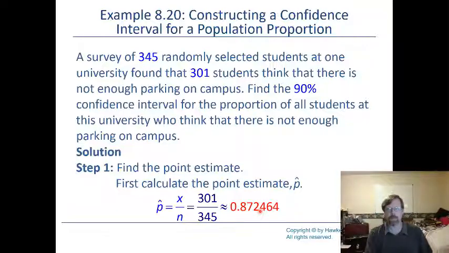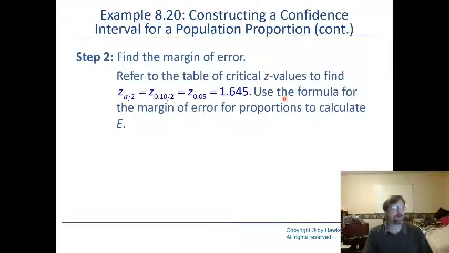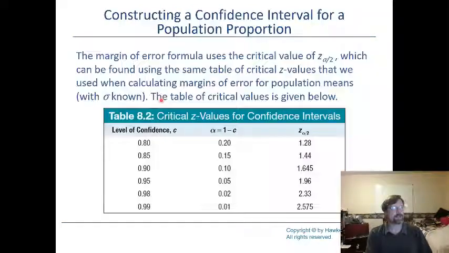All right, we want a 90% confidence interval. So we want to find the margin of error. So we look up the Z sub alpha over 2. Easiest way to do this is to go back to this table. We want 90%. We have 1.645 there.